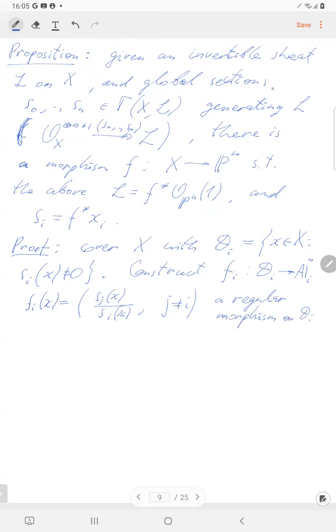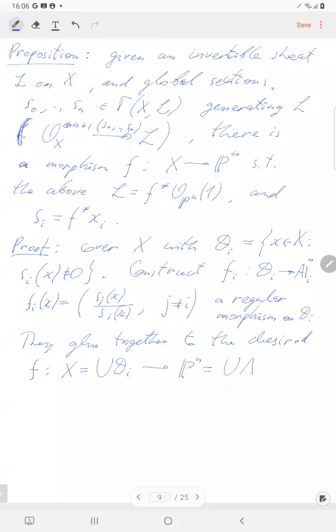That's absolutely right. And they glue together to the desired morphism F from X, which is the union of the D_i, to P^n, which is the union of those standard charts. That's it.